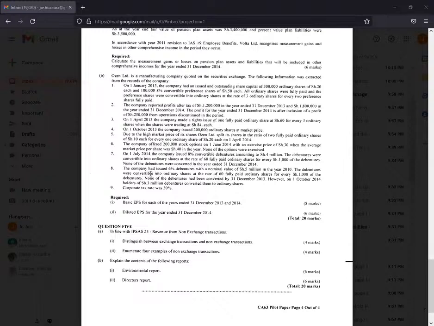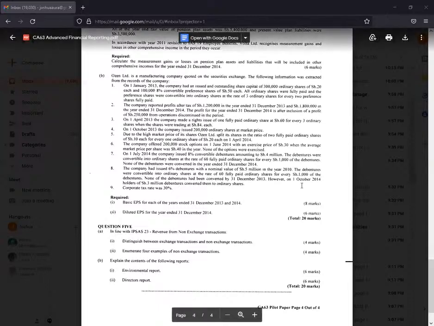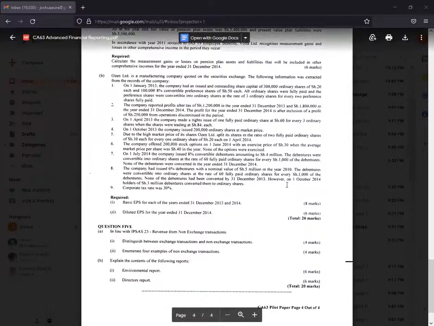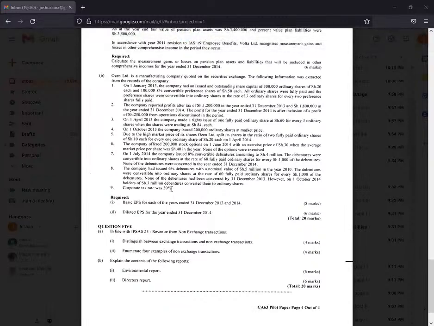We are told the company had issued 6% debentures with a nominal value of 5 million in the year 2014. The debentures were convertible into ordinary shares at the rate of 60 fully paid ordinary shares for every 1,000 of the debentures. None of the debentures had been converted by 31st December 2013. However, on 1st October 2014, holders of shillings 3 million debentures converted them into ordinary shares. So I have to be careful, because this will affect my figures, since some debentures were converted to ordinary shares. Corporate tax rate is 30%.